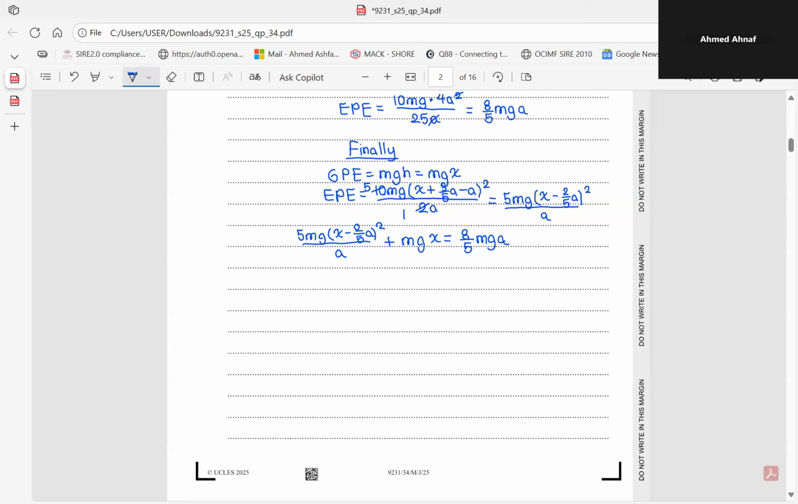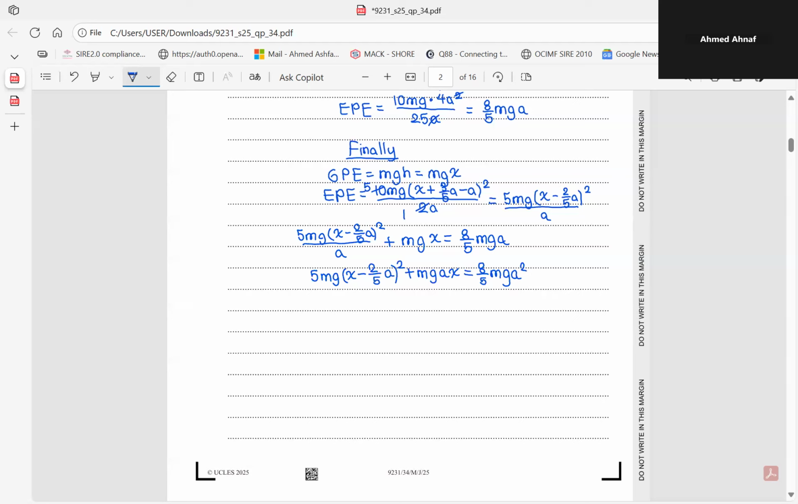Okay. All right, now let's multiply both sides of the equation by a. So this would give you 5mg times (x minus 2 over 5a) whole thing squared, plus mgax equals 8 over 5 mga times a, so just a squared.